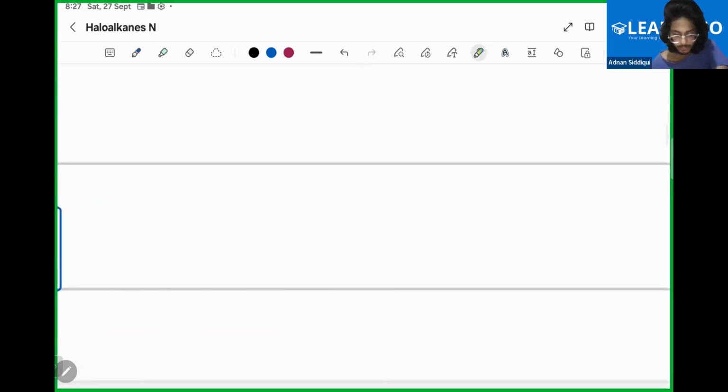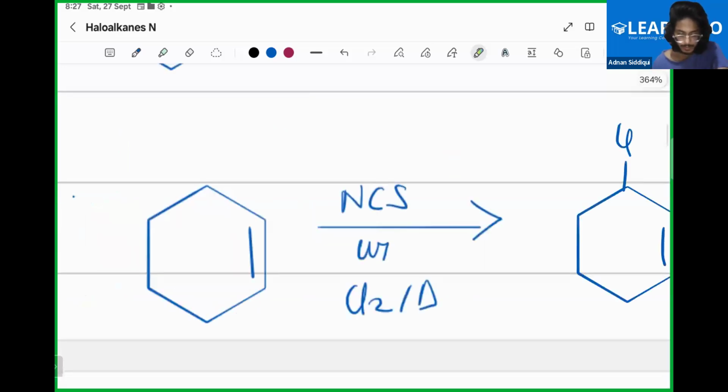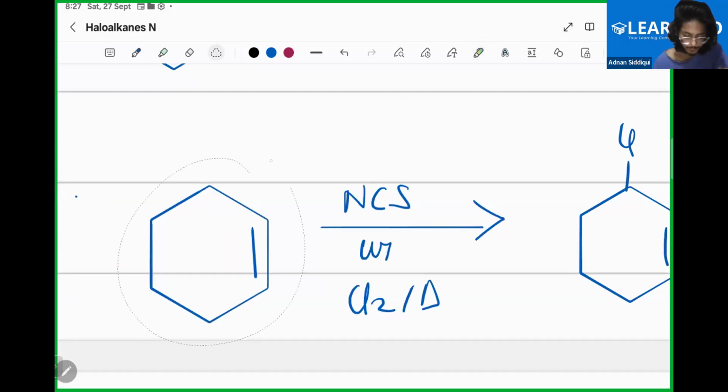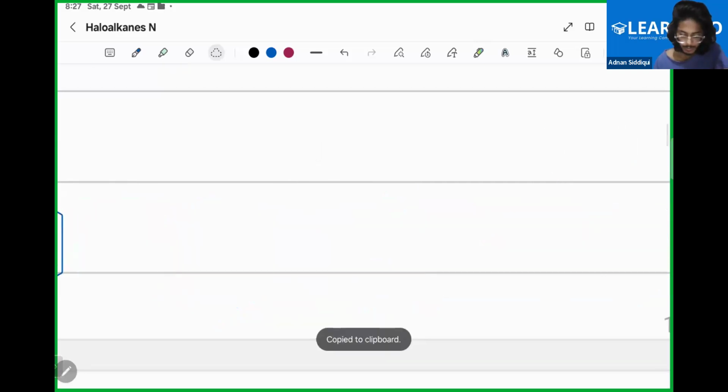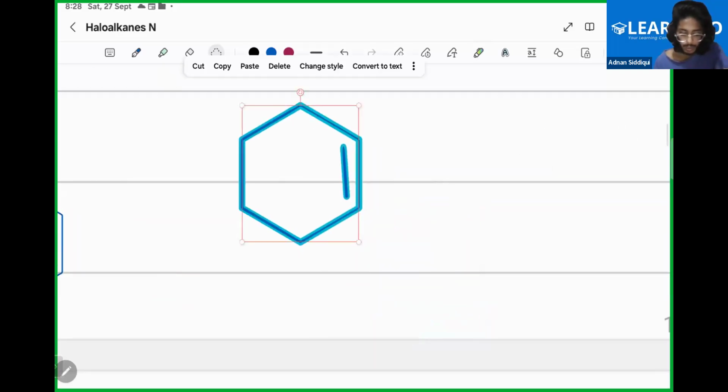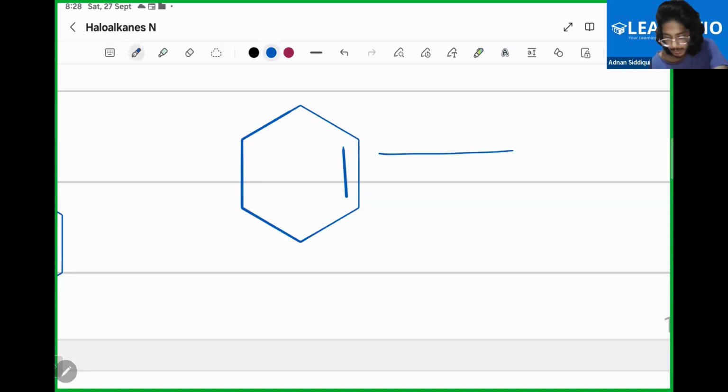A question for you. I am taking this compound. Now I am again taking bromine, Br2. But rather than heating, I am using a non-polar solvent. So what should be the product here?